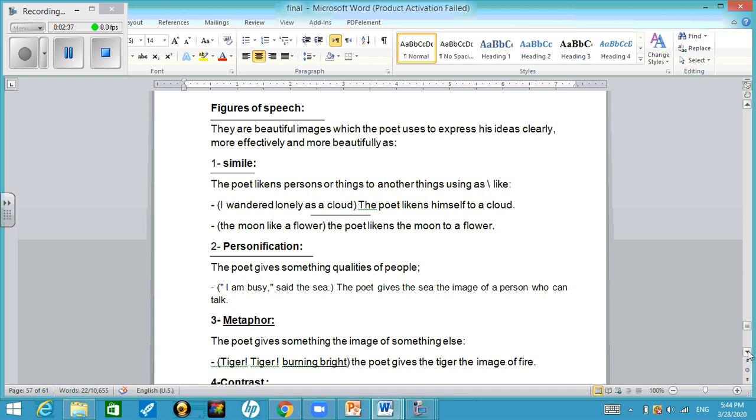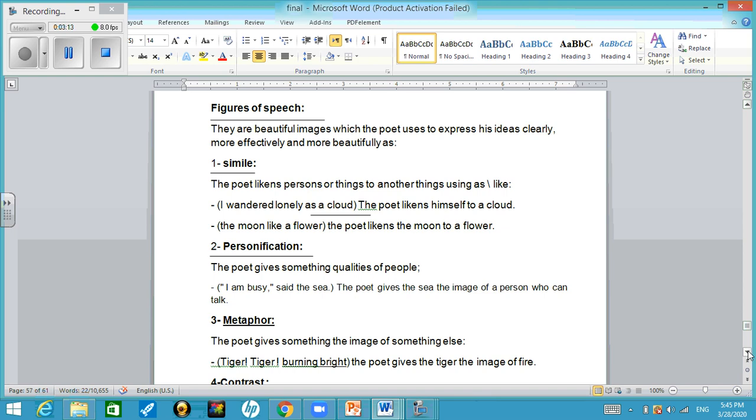Okay, what is the figures of speech? Figures of speech is when you're comparing something to something else. If you're saying the sky is as blue as the sea, so this is a figure of speech. Okay, if you're comparing something to something else. Okay, so they are the beautiful images which the poet used to express his ideas. Okay, just to give a beautiful meaning to the poem he's writing.